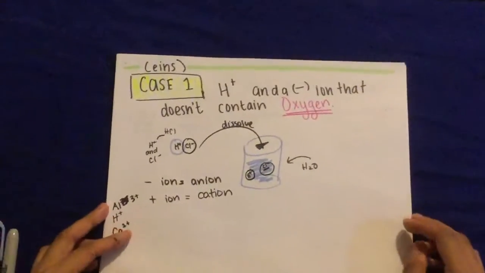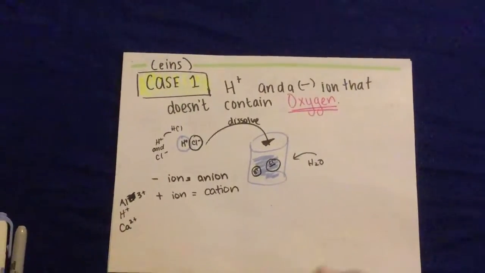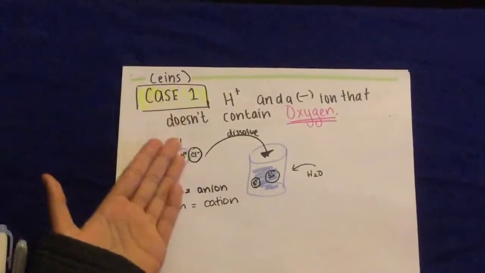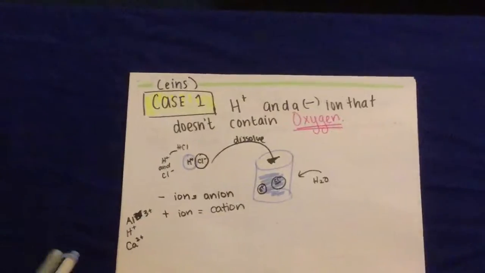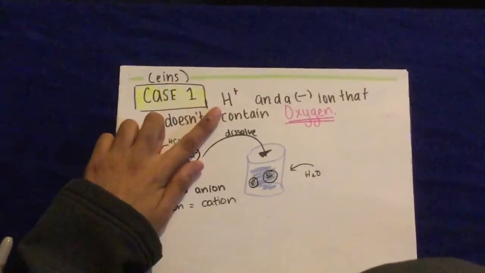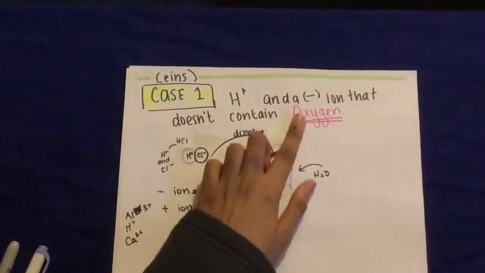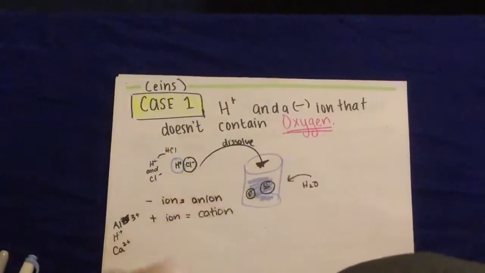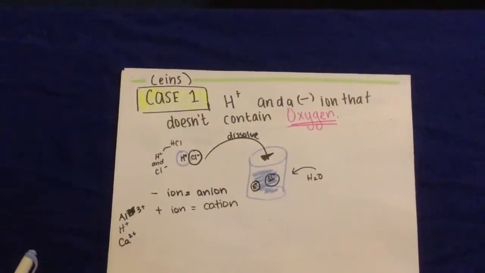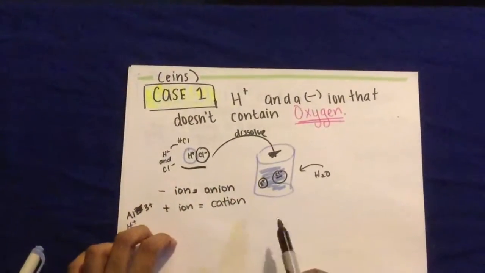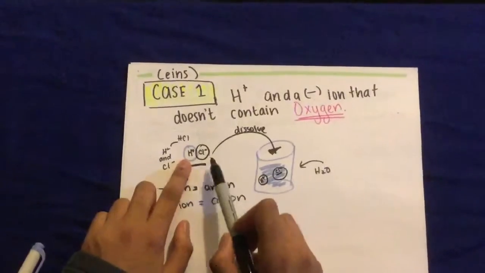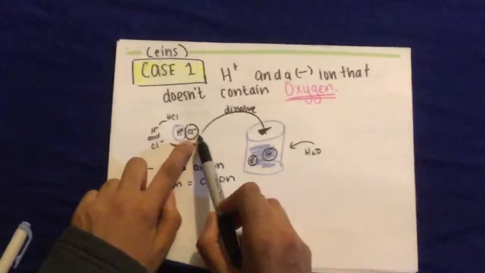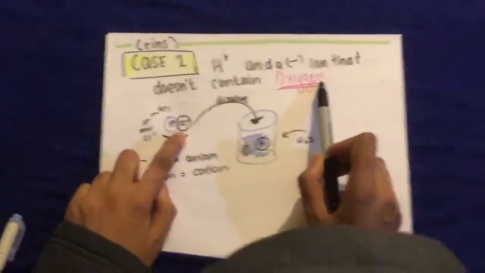So let's not go too much on a tangent here, and let's go back to case number 1 of naming an acid. Case number 1 is when you have an H plus ion, meaning hydrogen, and a negative ion attached to it, and the negative ion does not contain oxygen. For example, I just gave an example here, HCl, the H plus ion stuck to a negative ion, and this negative ion is Cl negative, and obviously Cl negative does not contain oxygen, right?